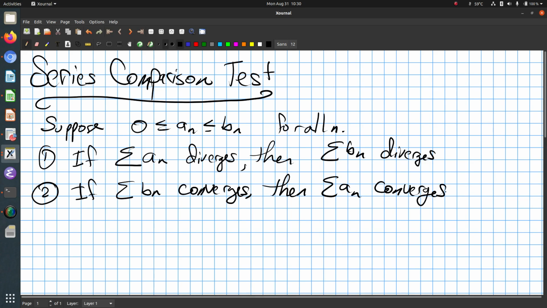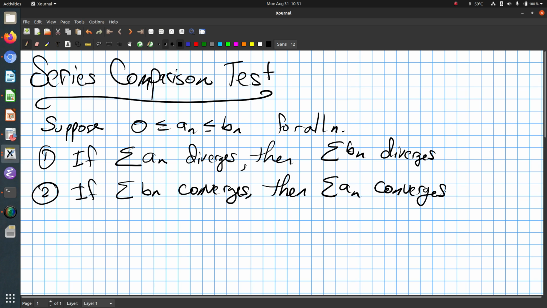The series comparison test is very simple to state and makes a lot of sense, but unfortunately is sometimes a little bit tricky to use. What it says is suppose I have two series, an A series and a B series, and that all the terms of the A series are smaller than all the terms of the B series. We'll take both a_n and b_n to be positive numbers. If you have some negative numbers, just take the absolute value.